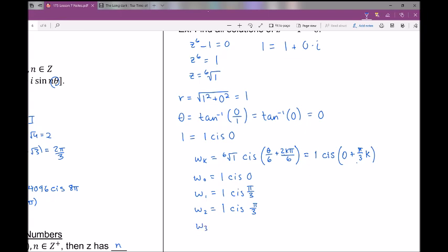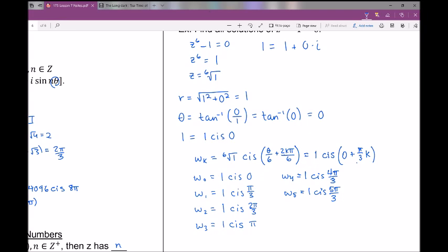Omega sub 3 is 1 cis pi, so 2 pi over 3, add another pi over 3, we get 3 pi over 3, that's just pi. Omega sub 4 is 1 cis 4 pi over 3. And omega sub 5 is 1 cis 5 pi over 3. So notice here that if we were to add another pi over 3 and try to go for an omega sub 6, that would end us back at 2 pi, which is the same thing as 0. So that is indeed the last root that we can find.